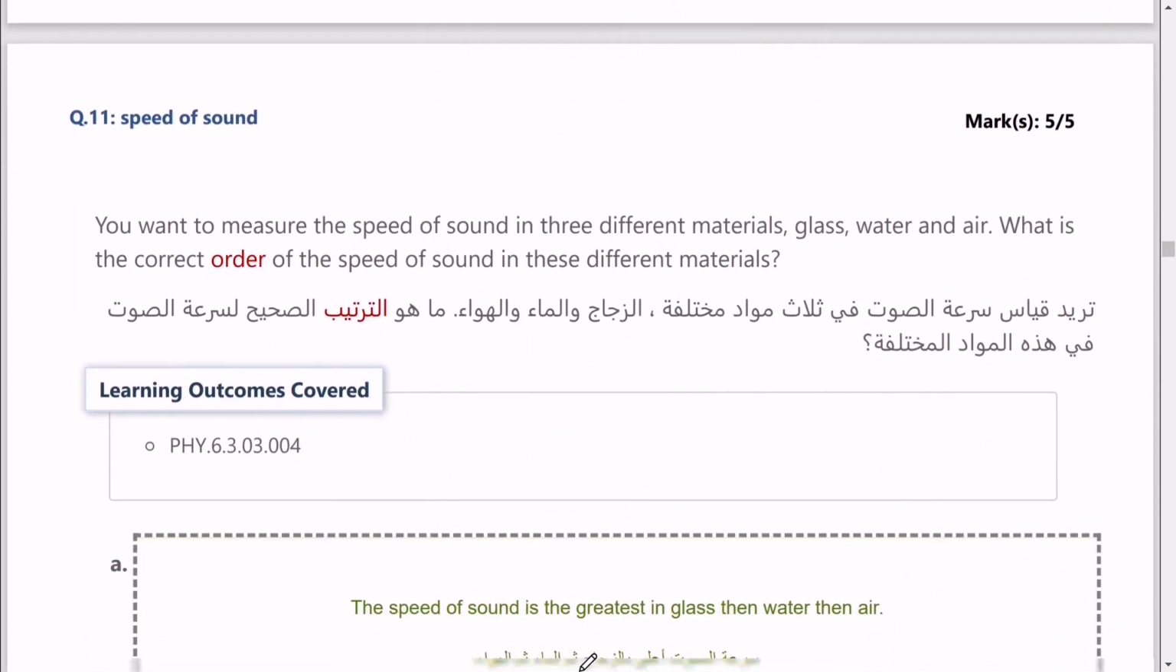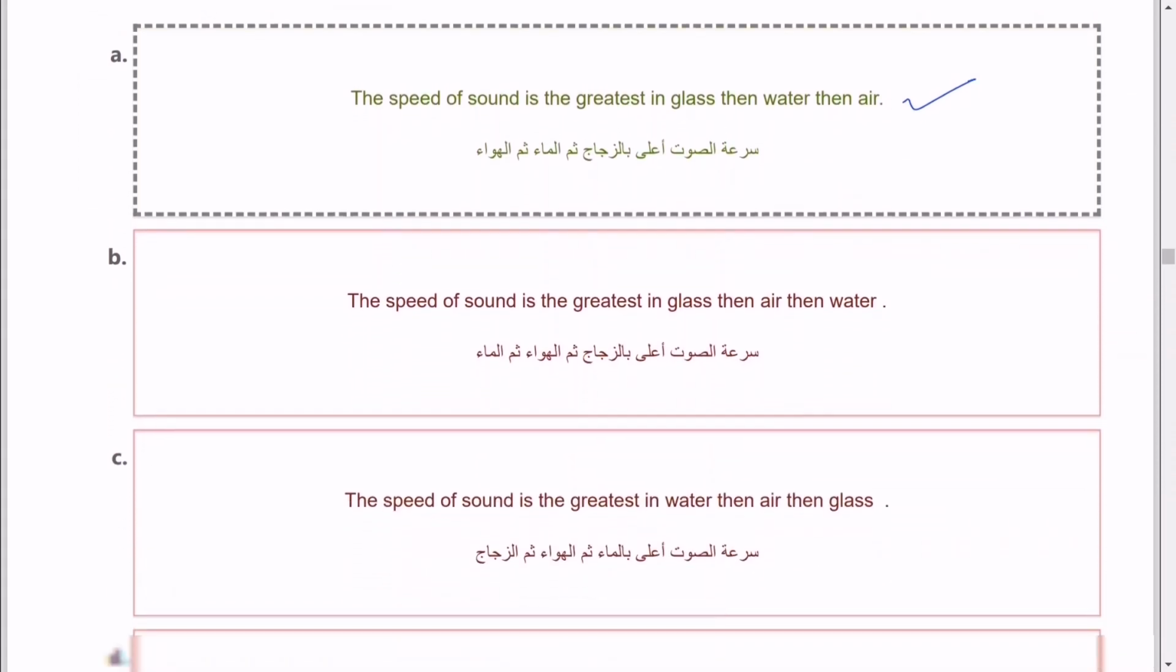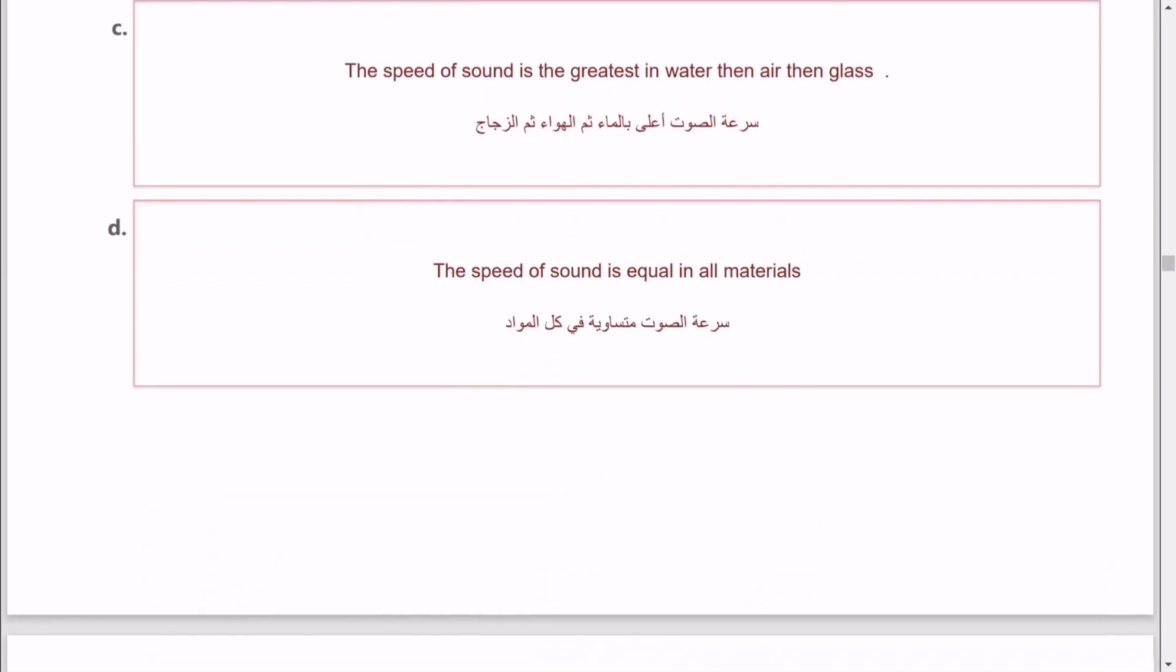Question number 11, from the speed of sound. You want to measure the speed of sound in 3 different materials: glass, water, and air. What is the correct order of speed of sound in these different materials? So speed of sound depends on the density of the material. If the density is greater, the speed will be greater. So the sound will have greater speed in glass, then water, then air. The speed of sound is greatest in glass, then water, and then air, because speed of sound depends on the density of the material. Greater density, greater speed.